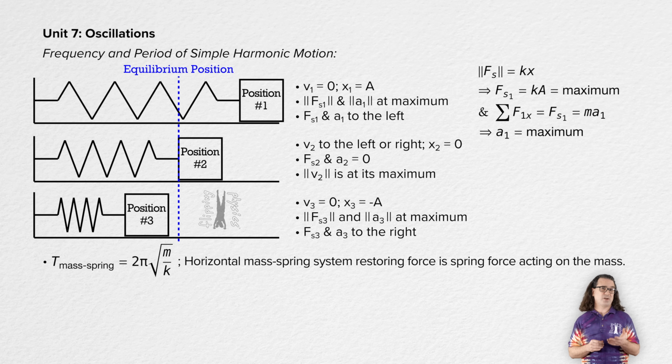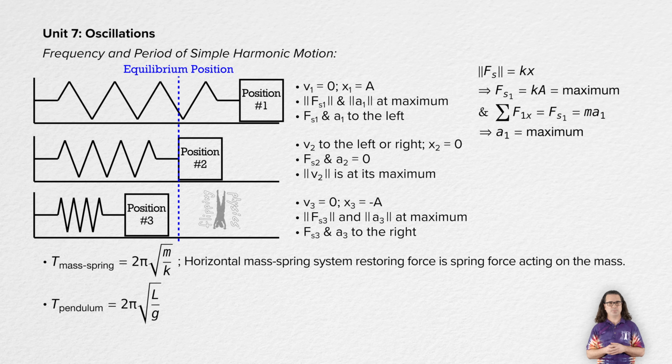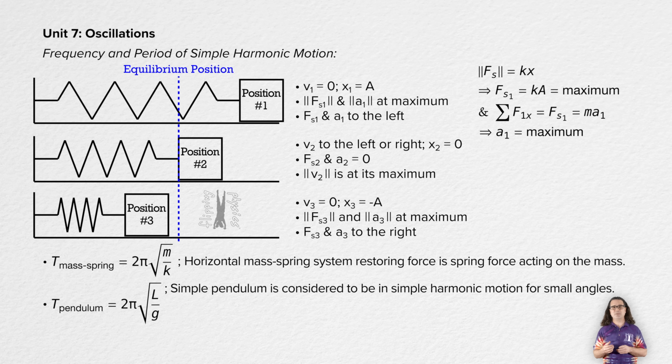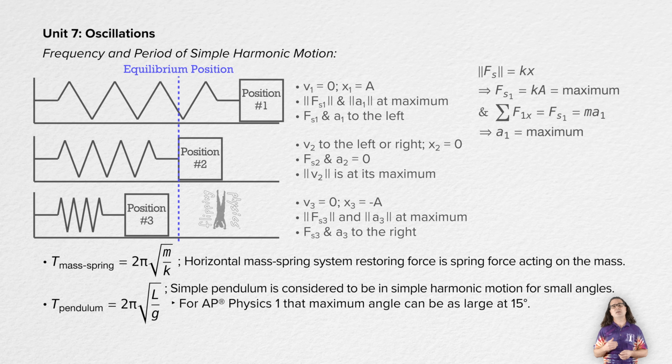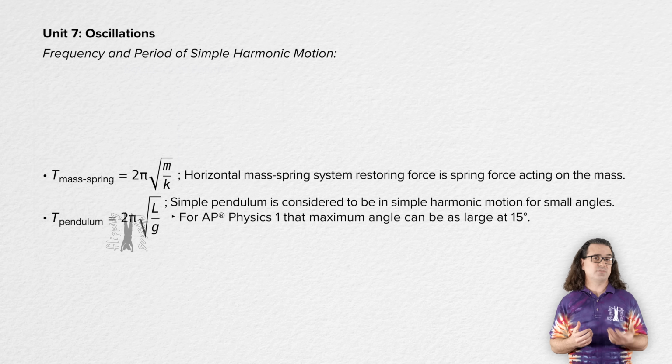The restoring force for a horizontal mass spring system is the spring force acting on the mass. The period of a simple pendulum equals 2 pi times the square root of the length of the pendulum divided by gravitational field strength. A simple pendulum is considered to be in simple harmonic motion for small angles. For AP Physics 1, the maximum angle can be as large as 15 degrees.